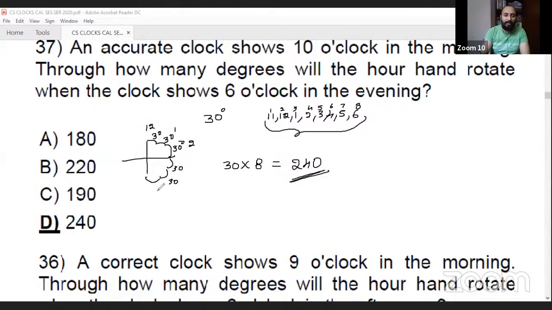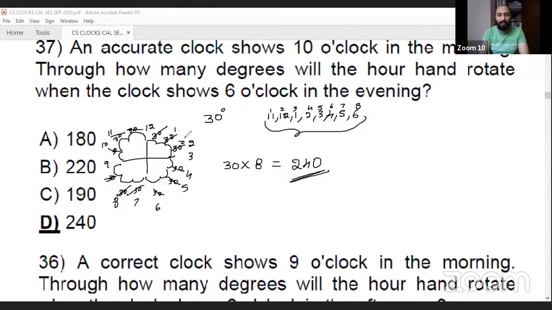These are 30 degrees each. So it will be 3 o'clock, 4 o'clock, 5 o'clock, 6 o'clock. Again 30, 30, 30. So it is 7 o'clock, 8 o'clock, and this is 9 o'clock. Then 10 o'clock, 11 o'clock, and here it is 12 o'clock. You can see that 30 will come 12 times. You can check 1, 2, 3, 4, 5, 6, 7, 8, 9, 10, 11, 12.